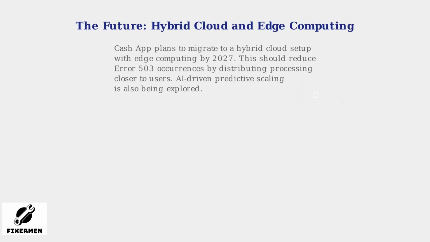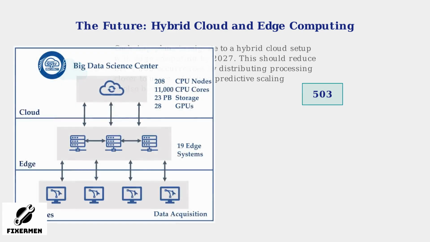Looking ahead, Cash App plans to migrate to a hybrid cloud setup with edge computing by 2027. This innovative approach should significantly reduce Error 503 occurrences by distributing processing power closer to users. Hybrid cloud combines traditional cloud infrastructure with local edge nodes, allowing data processing to happen near the user instead of relying solely on centralized servers. This distributed model minimizes server overload that causes 503 errors.